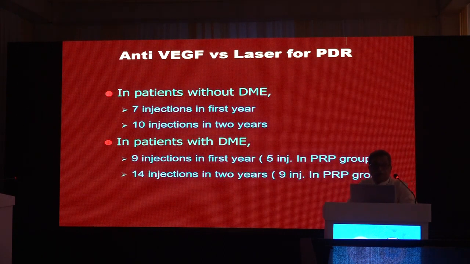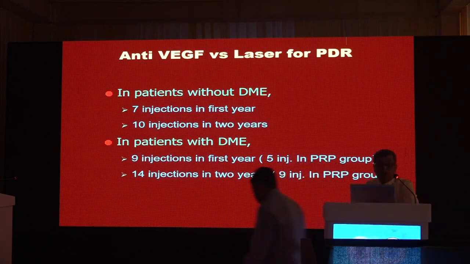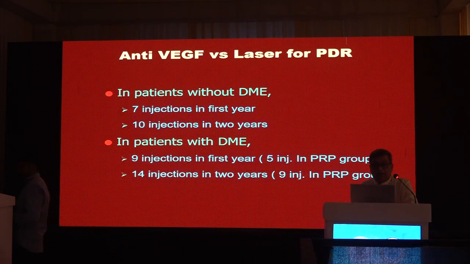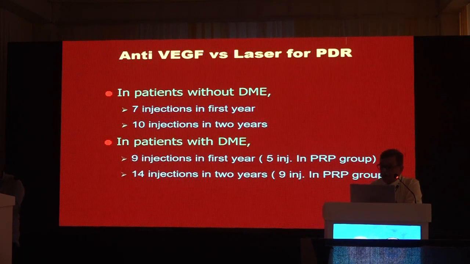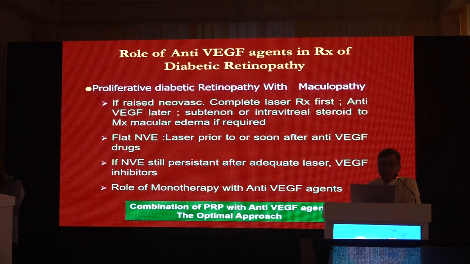Remember, in patients without DME, you need something like 7 injections with monotherapy in the first year, 10 over 2 years. But in patients who have macular edema with PDR, you need up to 14 injections in 2 years. And in these patients, if you add a PRP, these patients actually needed half the injections, 9 injections. Maybe there is a role for PRP to bring down the incidence of macular edema in patients also, which we need to keep in mind.